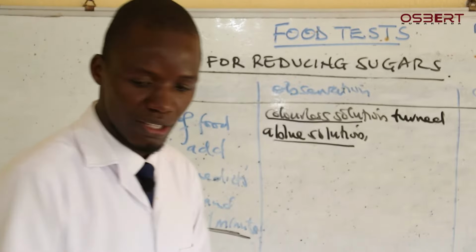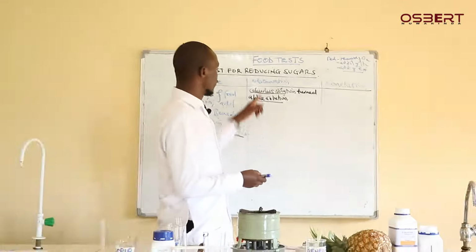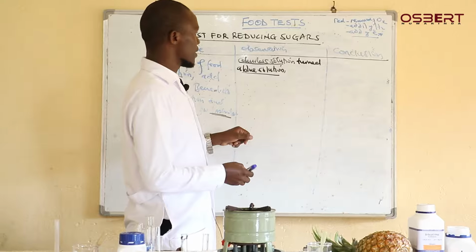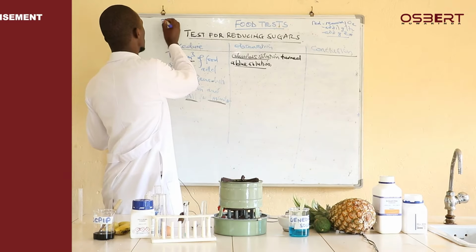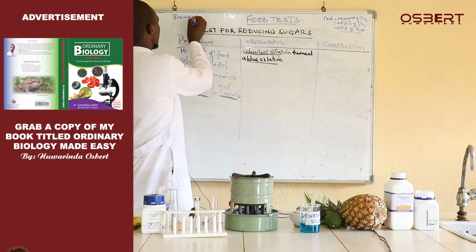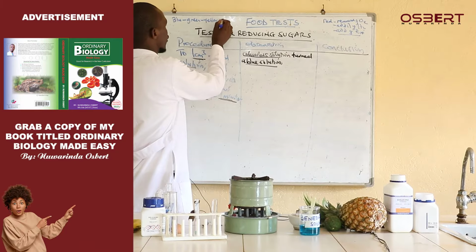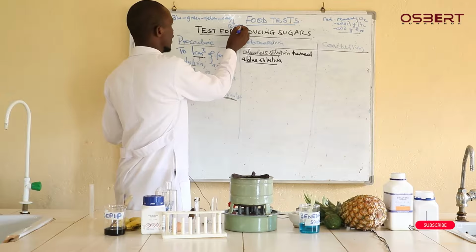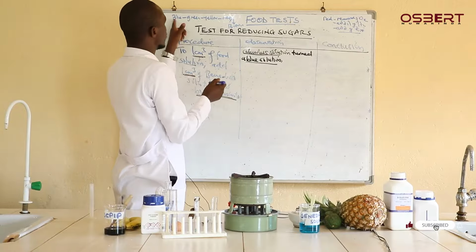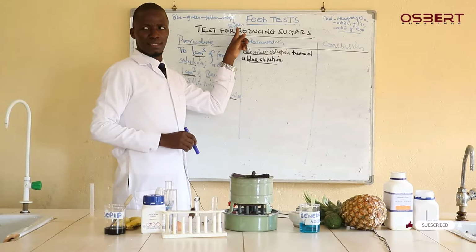Maybe let me first say something about that before we boil. We are saying if reducing sugars are really present, the colors are supposed to turn from blue to green to yellow to orange, then to brown. Now when the colors turn from blue up to brown, that means you have too much reducing sugars.